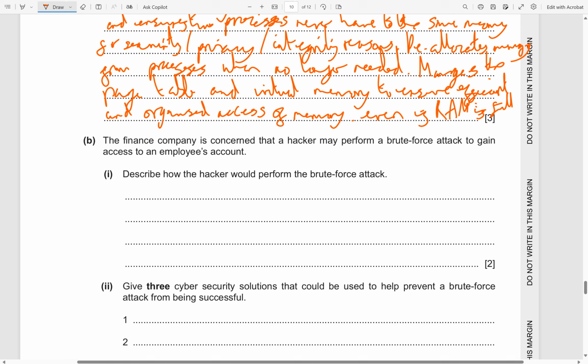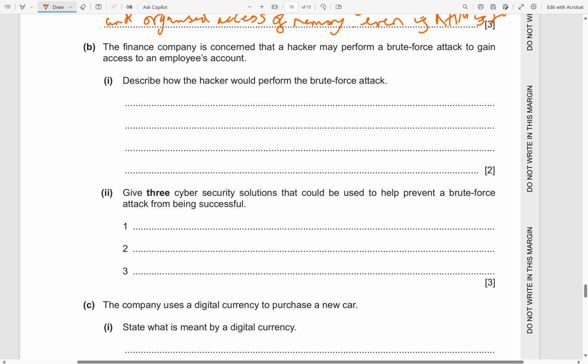Then part B: the finance company is concerned that a hacker may perform a brute force attack to gain access to an employee's account. Describe how the hacker will perform the brute force attack. So they may have access to the username. If they have the username, it's easier because they only have to iterate through different password combinations. If they don't know the username, it's much more difficult because they have to try every combination of username and all the combinations of passwords too.